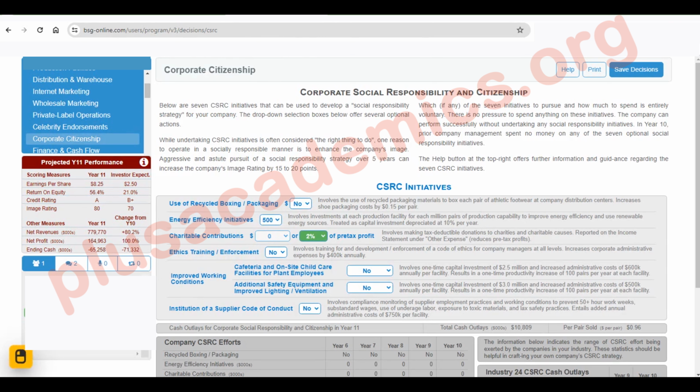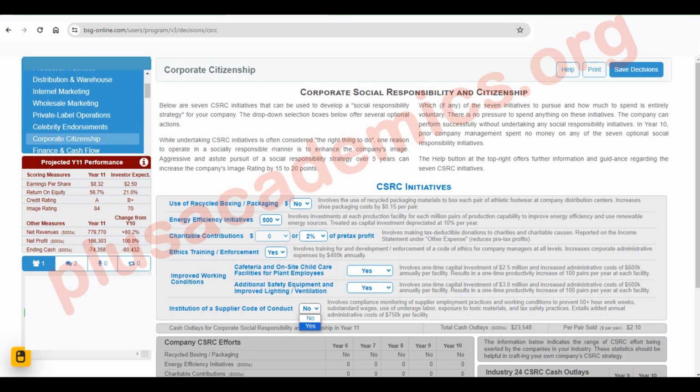improve working condition in both cases, cafeteria and on-site childcare facility for plant employees, as well as additional safety equipment and improved lighting and ventilation. Both of them we are going to select yes. And finally, institution of a supplier code of conduct, we are also going to select yes. Okay, that's all you need to do when it comes to corporate social responsibility and citizenship.